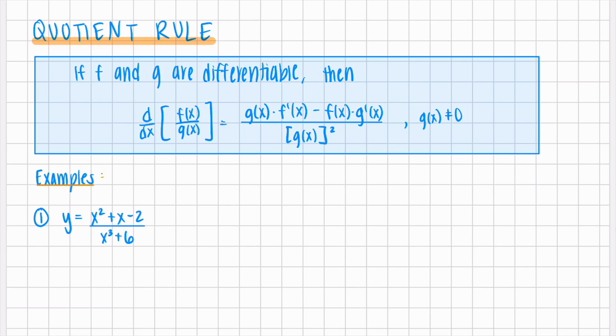In this video, we're going to talk about how to take derivatives using the quotient rule. So we have our quotient rule written out right here. It says if f and g are differentiable, then the derivative of f of x divided by g of x, notice I'm dividing those two functions, equals this big thing on the right.